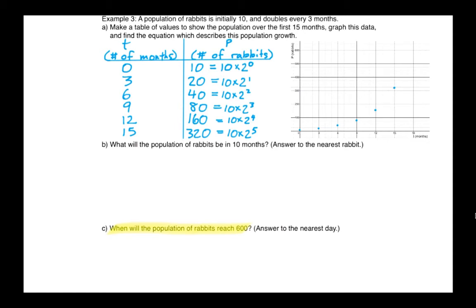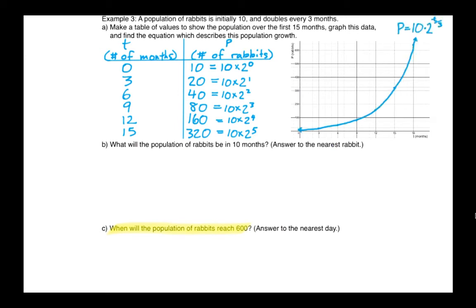So now that I've got my points plotted, I'm going to just put that last point, 640, although it wasn't in the table. I know that we want to see approximately when the population gets to 600, so I'm just putting one more point beyond what was in the table here, and now I'm going to graph this.